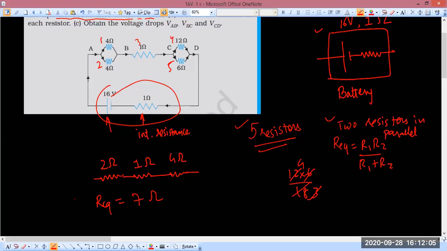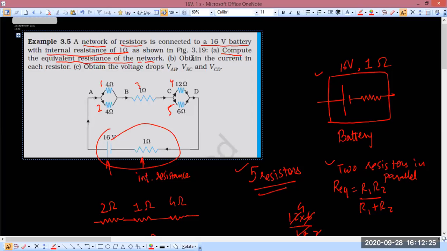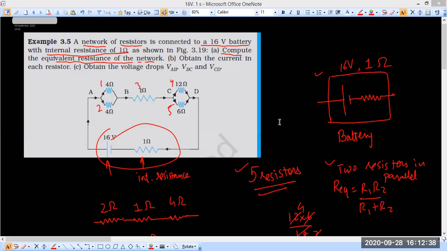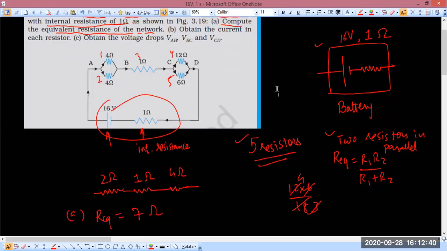So part A is solved. Okay, part A is solved. Yes. Okay, what happened, Aman? Now let's go to the next question. B, obtain current in each resistor. So now, yes, Aman, it will be good if you can draw a diagram right after every step.